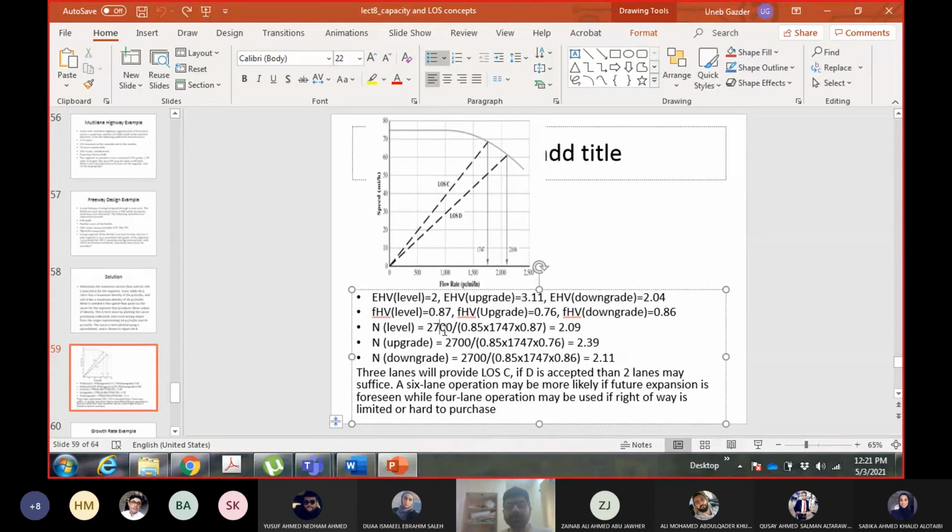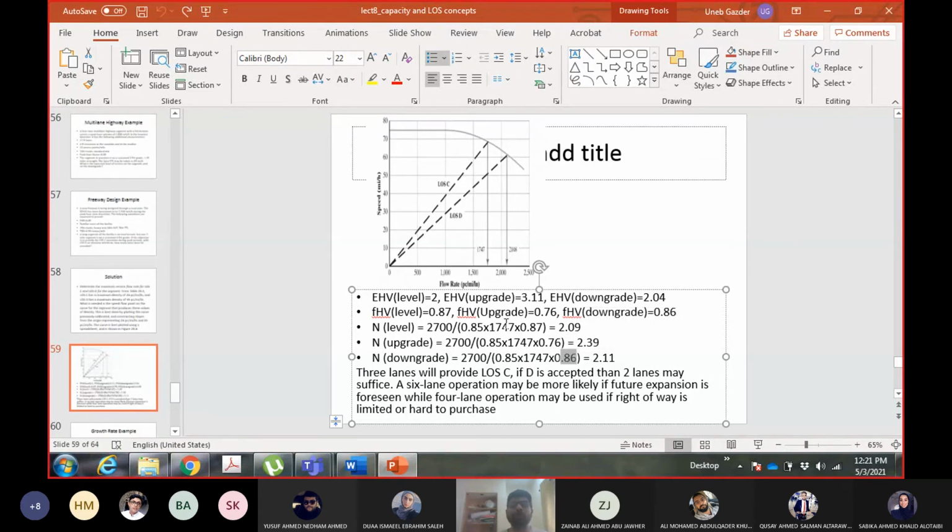Now for the number of lanes, I told you we have all the values except the maximum service flow rate. So now they are putting in the maximum service flow rate for C. This is for level, this is for upward, this is for downward. You can see in each case FHV is changing, and all the other values are the same. The maximum service flow rate is put for C because this is the one we want. This is our preferable level of service.